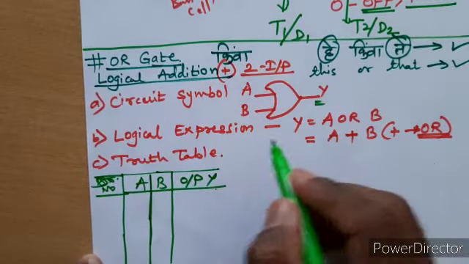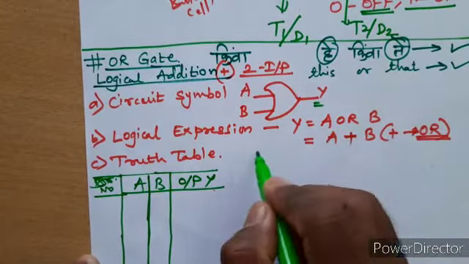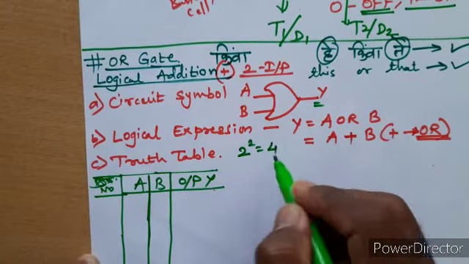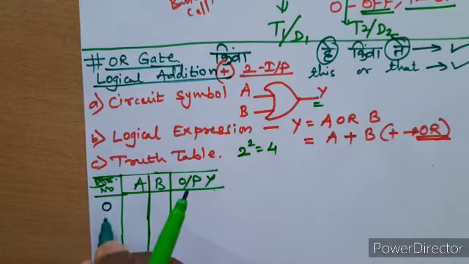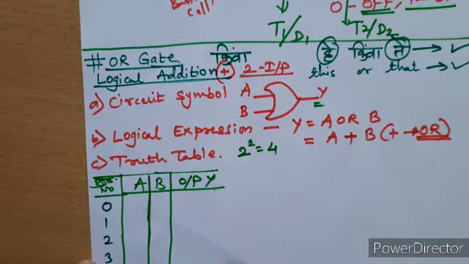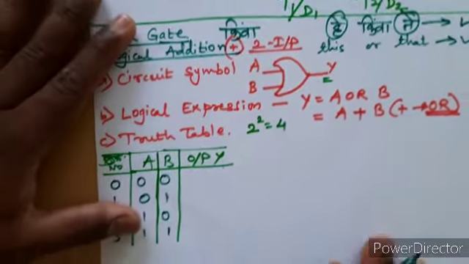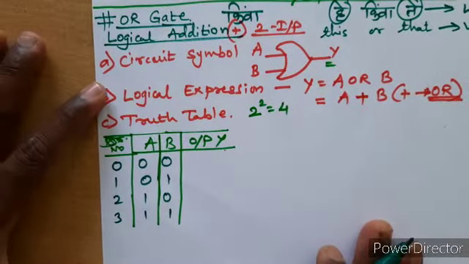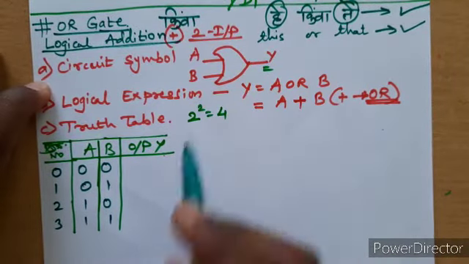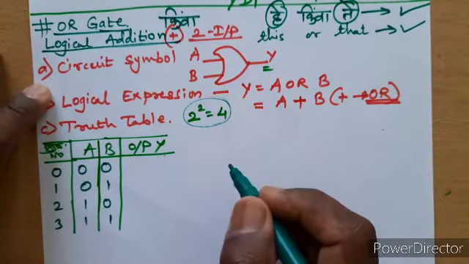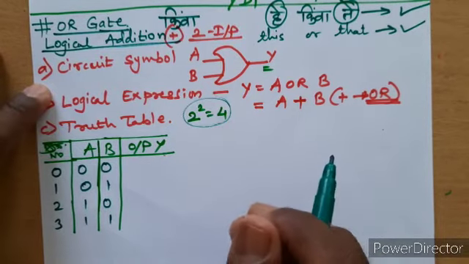For a two input gate we have 2 raised to 2 is 4 combinations, starting from 0, 1, 2, 3. So that becomes 0 0, 0 1, 1 0, 1 1. All the time you will have this combination itself when we are considering a two input digital circuit.